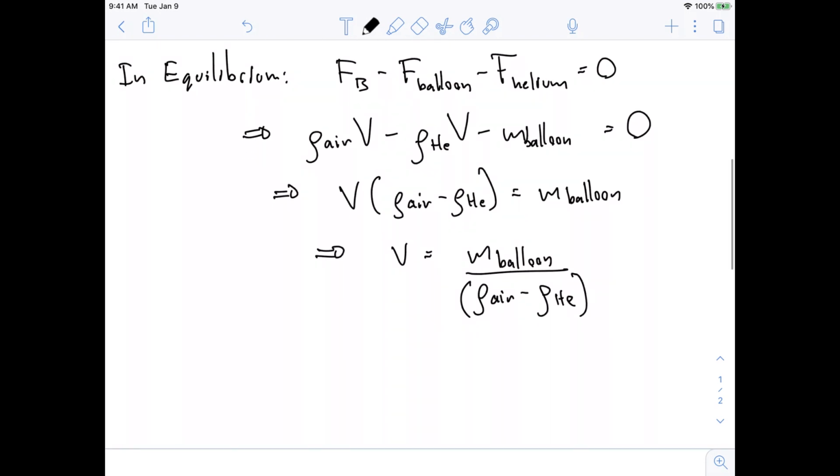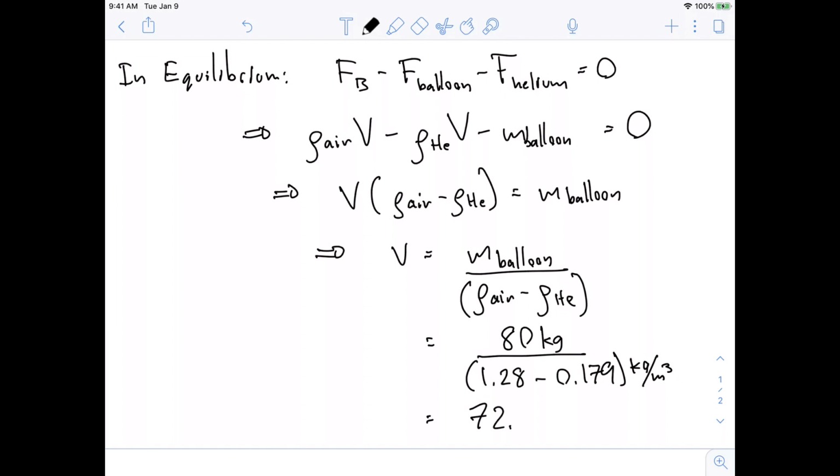Okay. And yeah, we're ready to plug in some numbers. The mass of the balloon is 80 kilograms, we're told. And the densities of air and helium are 1.28 minus 0.179. And the units of both of those are kilograms per meter cubed. And so we get 72.7 meters cubed as the size of our balloon, right?